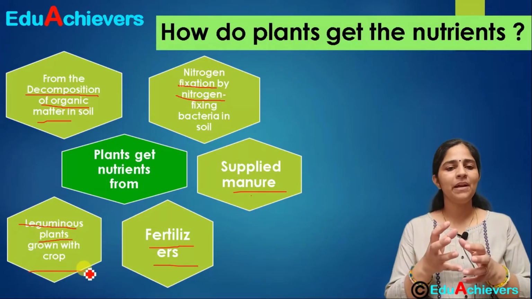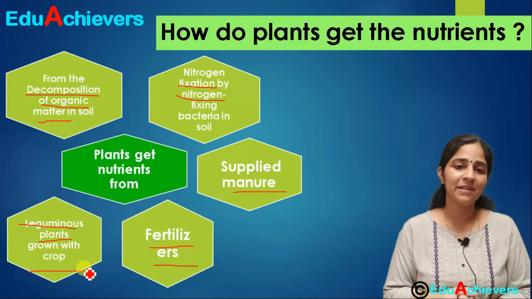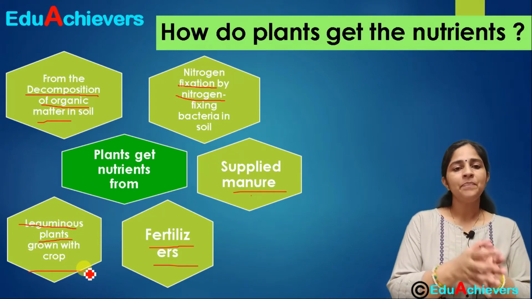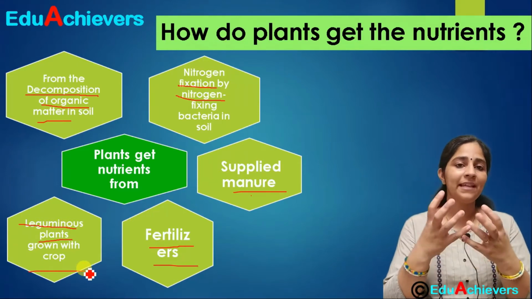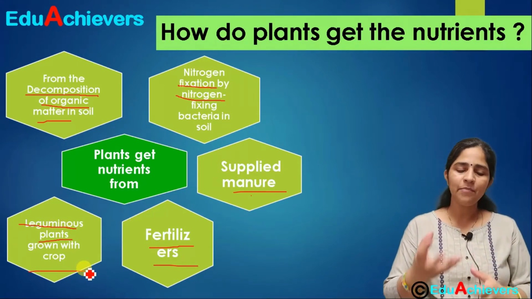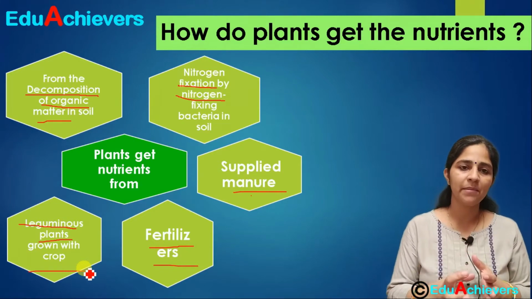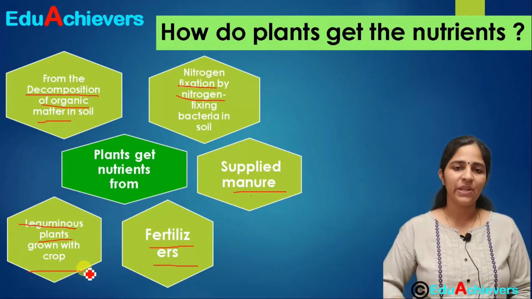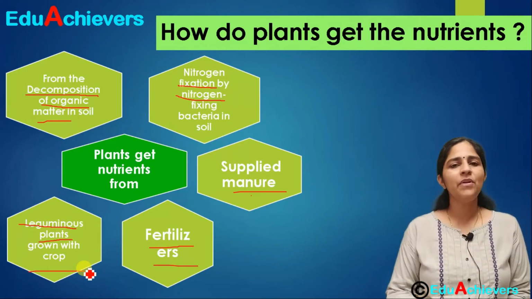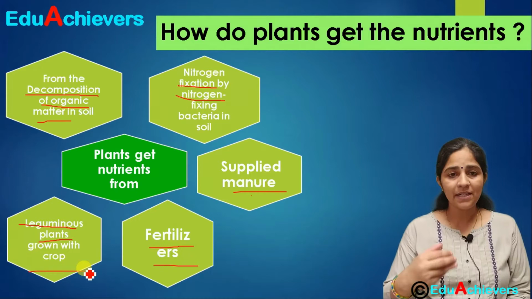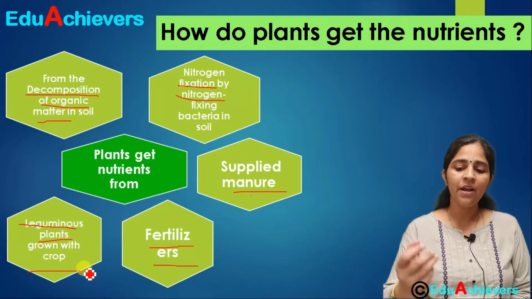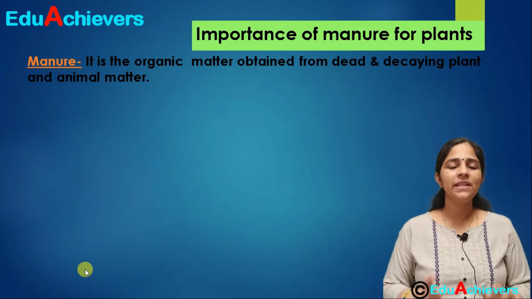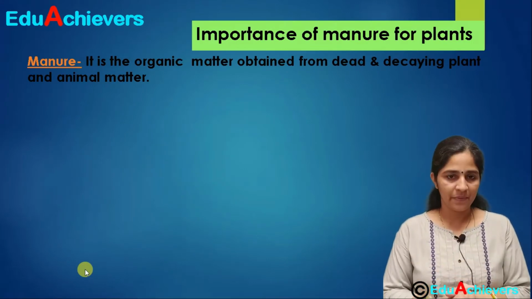The leguminous plants have nitrogen fixing bacteria in their roots, and those bacteria can fix atmospheric nitrogen. That means they can take the nitrogen from the air and make nitrogenous compounds from it, and those compounds will also be available to the plant for their use. So these are some of the ways in which plants get nutrients which are required for their growth and basic purposes. Now let's know about the importance of manure for the plants.